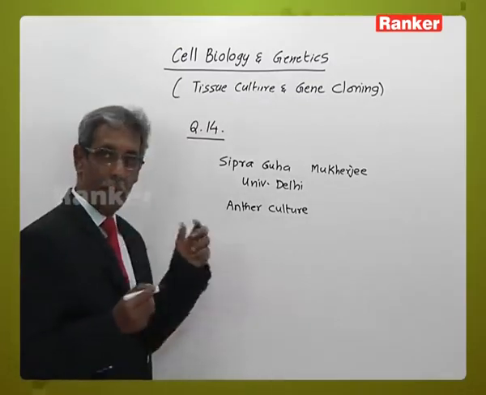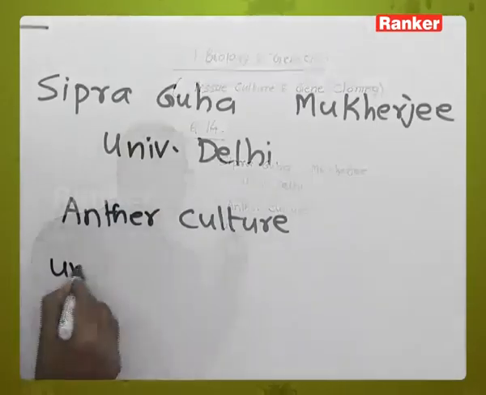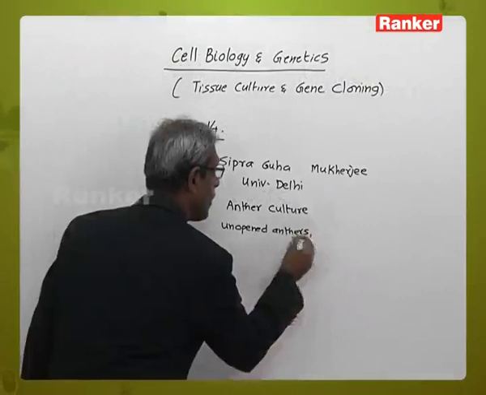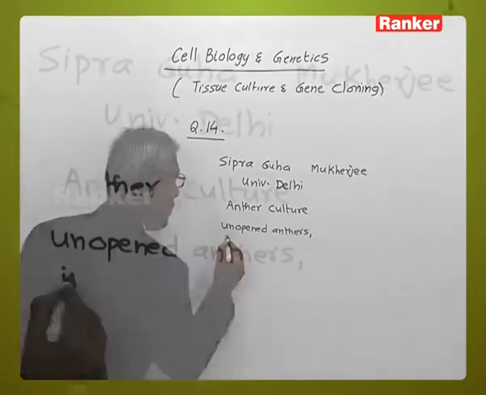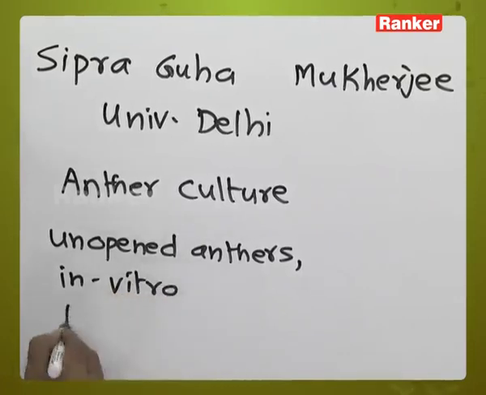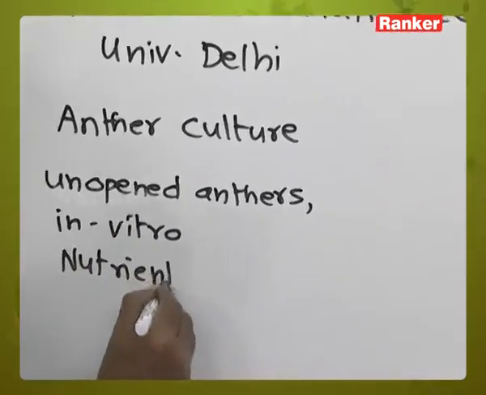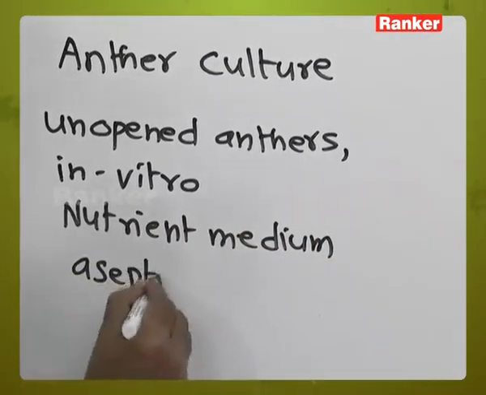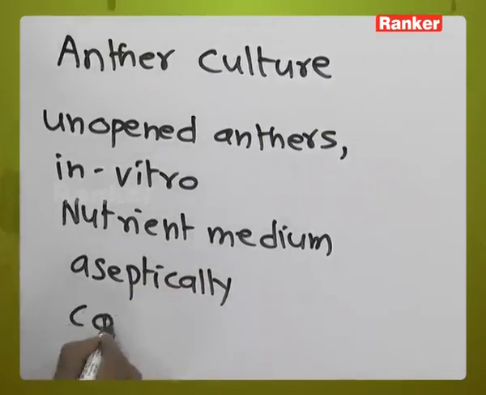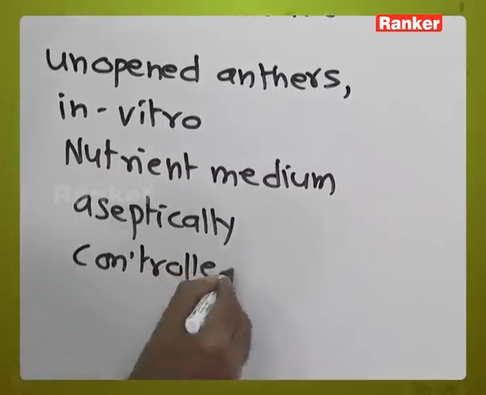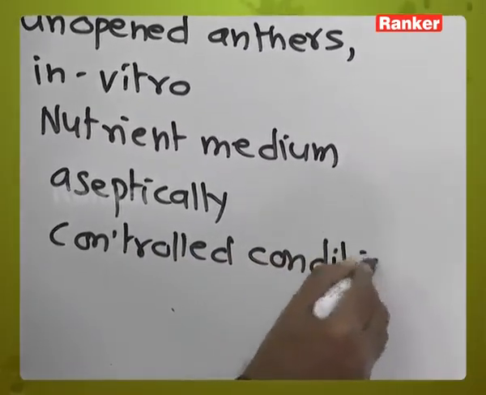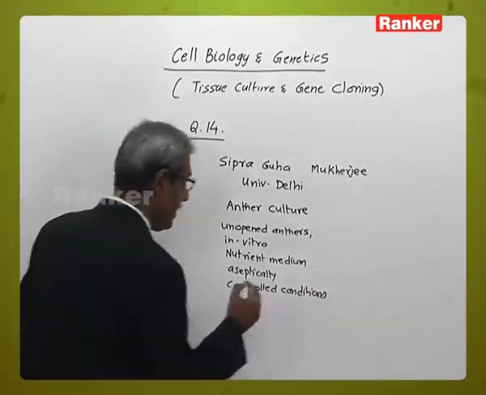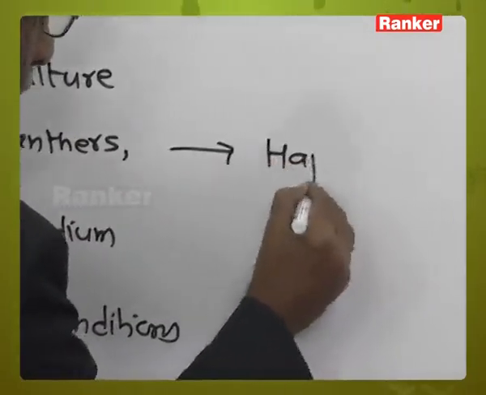It is the experimental manipulation of unopened anthers, which can be cultivated in vitro on a nutrient medium, aseptically, under controlled conditions, wherein if you take the anthers and grow them in plant tissue culture, it can lead to the production of haploid plantlets.